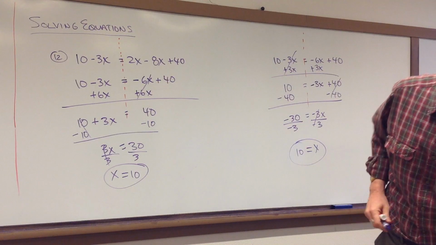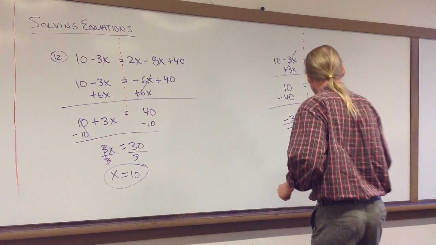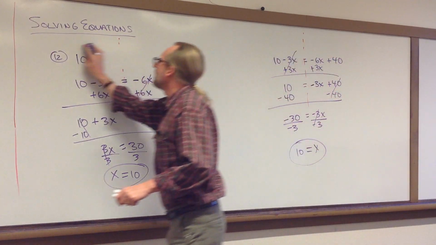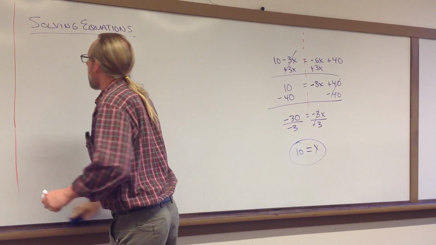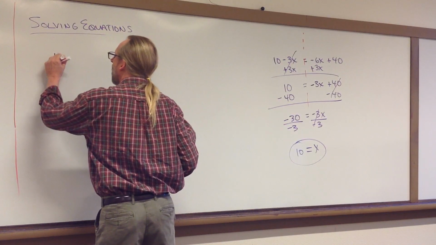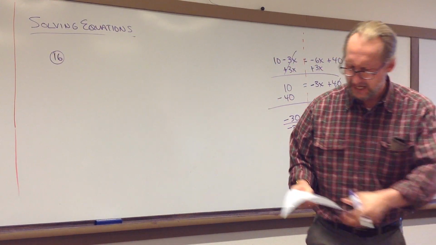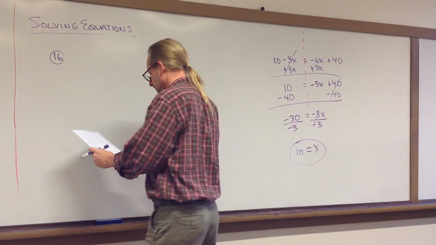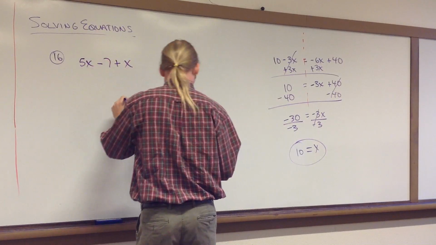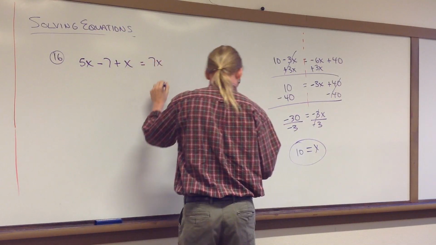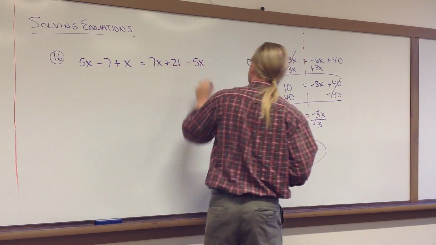All right. Let's see here. Let's do number 16. Very similar to problems 12 and 14. Because you've got, actually on both sides now, we've got to combine like terms first. So let's see, we've got 5x minus 7 plus 1x equals 7x plus 21 minus 5x.